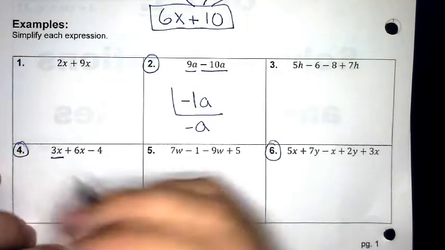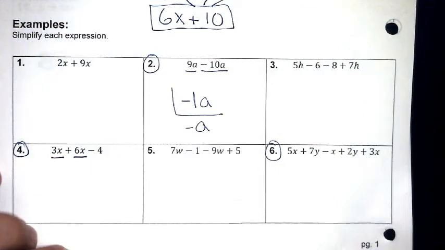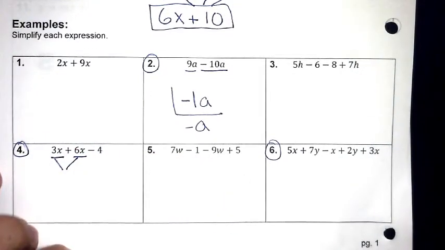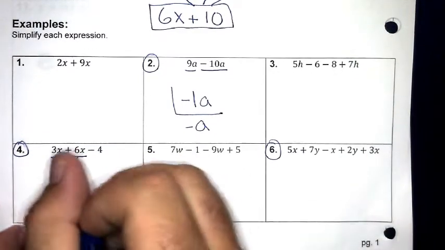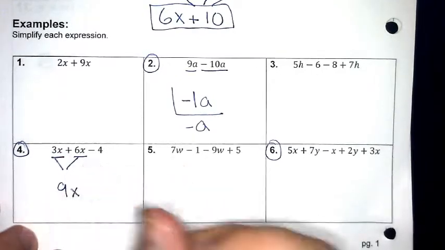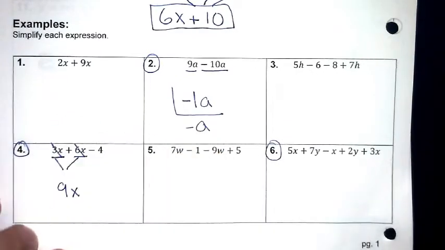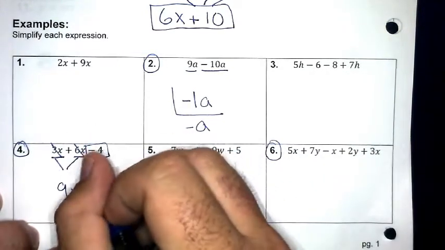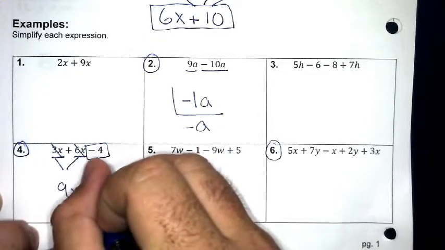Six x is also similar. What about the negative 4? Not similar. Good. So all I'm going to do is combine these two to get what wonderful number? Thank you. Coach Kimball's strategy, scratch it out. What's left over? Negative 4. Come on down. Negative 4.